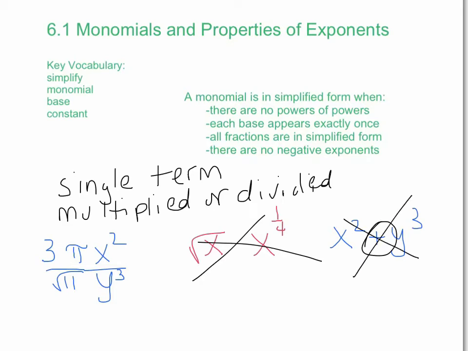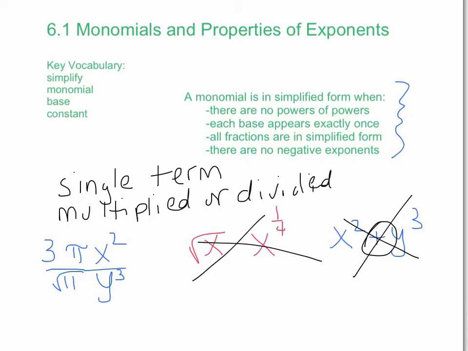Really what we're talking about today is how do you simplify a monomial? How do you write it in its cleanest form? So these are the things that you can't have. No powers of powers, each base appears exactly once, all fractions are in simplified form, and there are no negative exponents. We'll come back to these rules, or you should write them down and then make sure you understand how to get rid of them all.